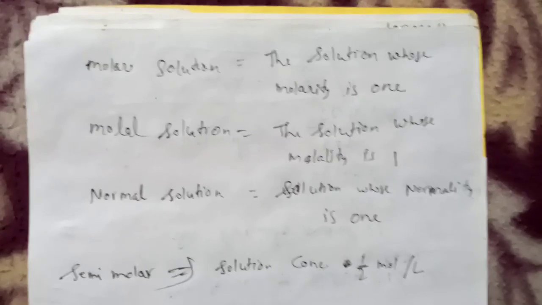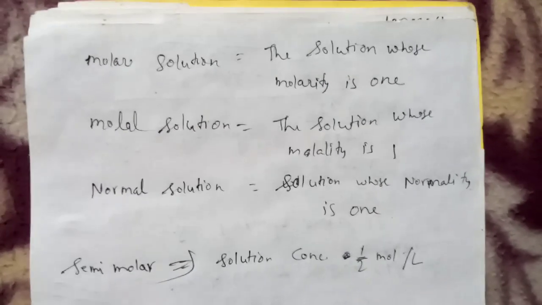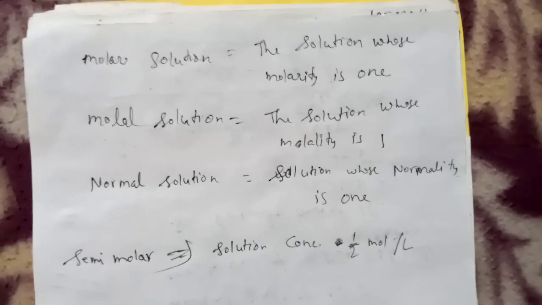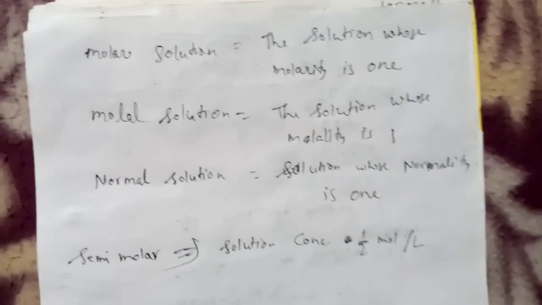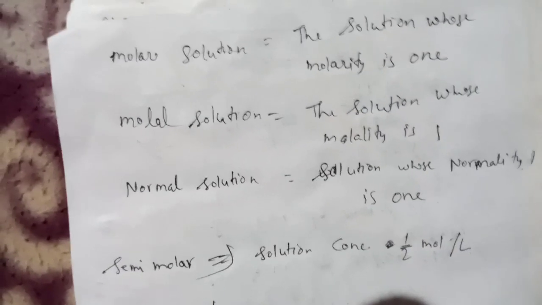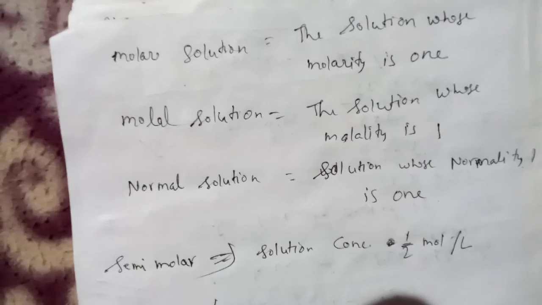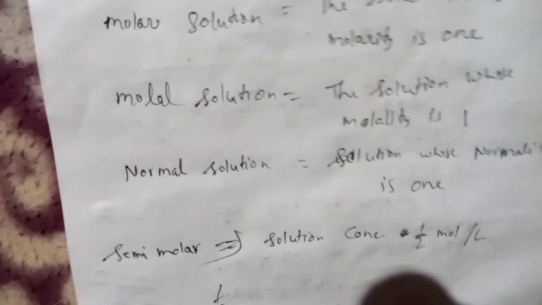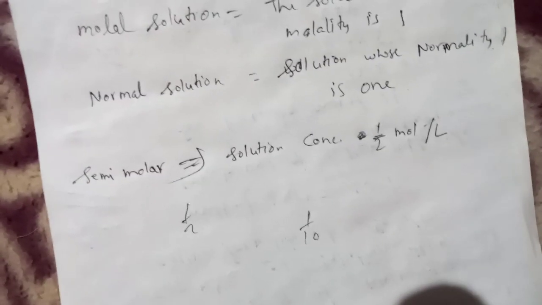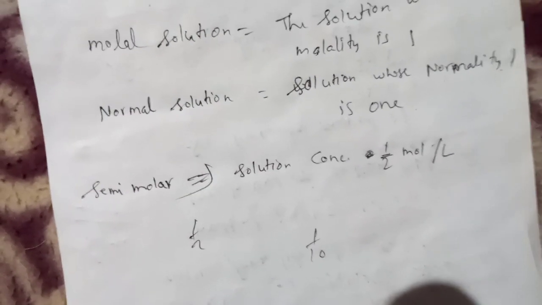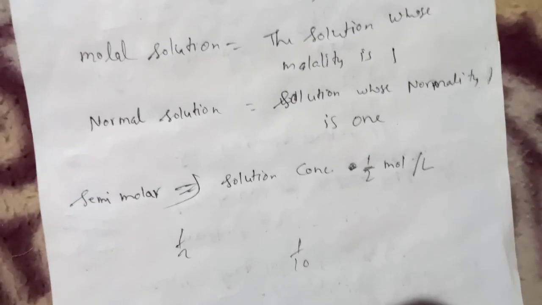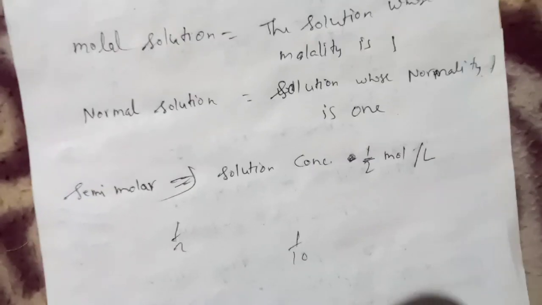Similarly, normal solution is a solution whose normality is 1, and sometimes we use semi, deci and so on. Semi means 1 by 2, that is semi-molar means the solution whose molarity is 1 by 2 mole per liter. Decimolar means 1 by 10, that is the solution whose molarity is 1 by 10 mole per liter. Similarly, we use decinormal, seminormal, semimolar, decimolar and so on.